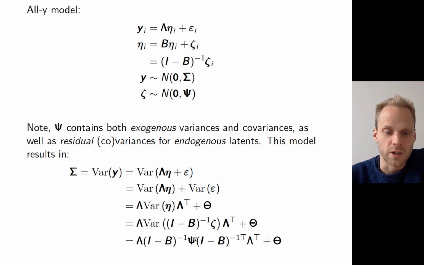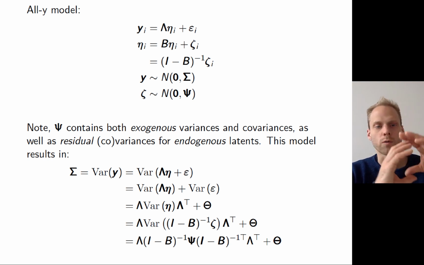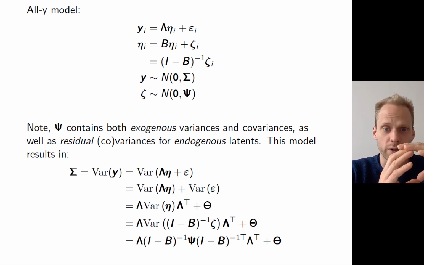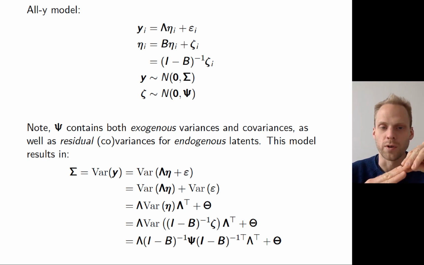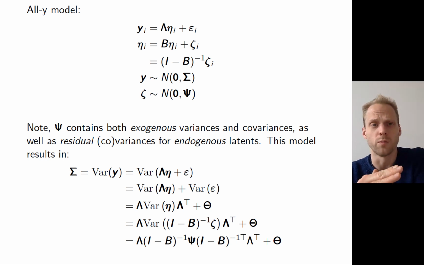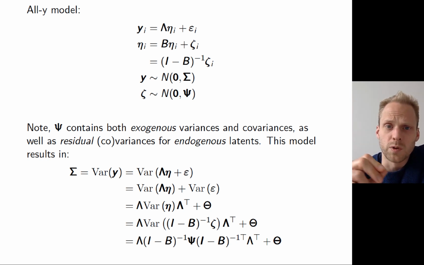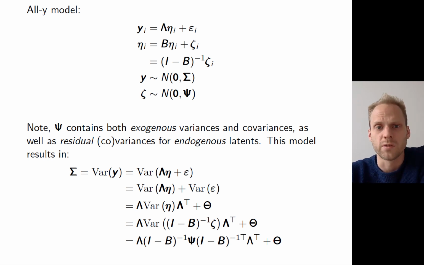And here it's important that psi contains both variance and covariance of exogenous latent variables. So a block of it will have all variance and covariances, and another block of it will simply be diagonal because it will be the residual variances of endogenous variables. We don't want to model correlations between endogenous variables unless we really have to. So it will look a bit weird, but usually the software will do that automatically for you.